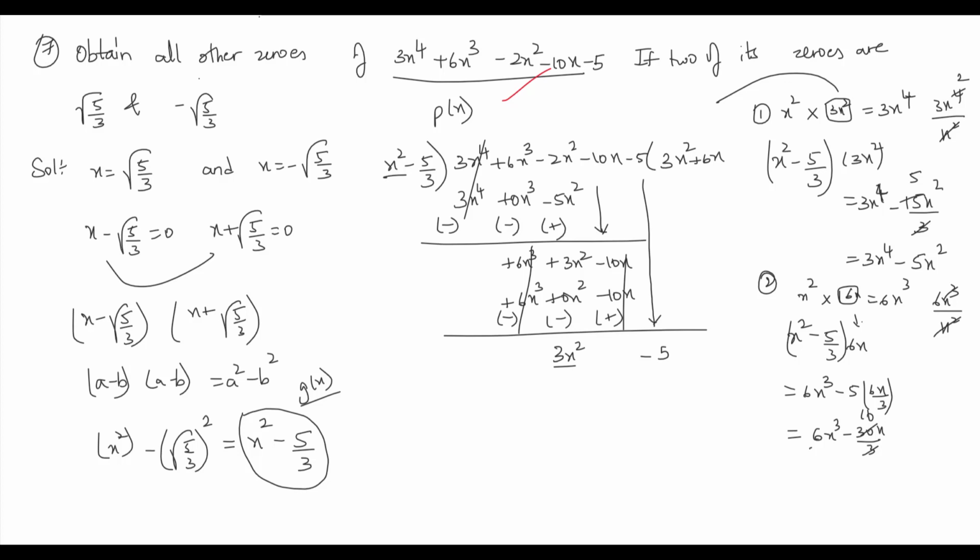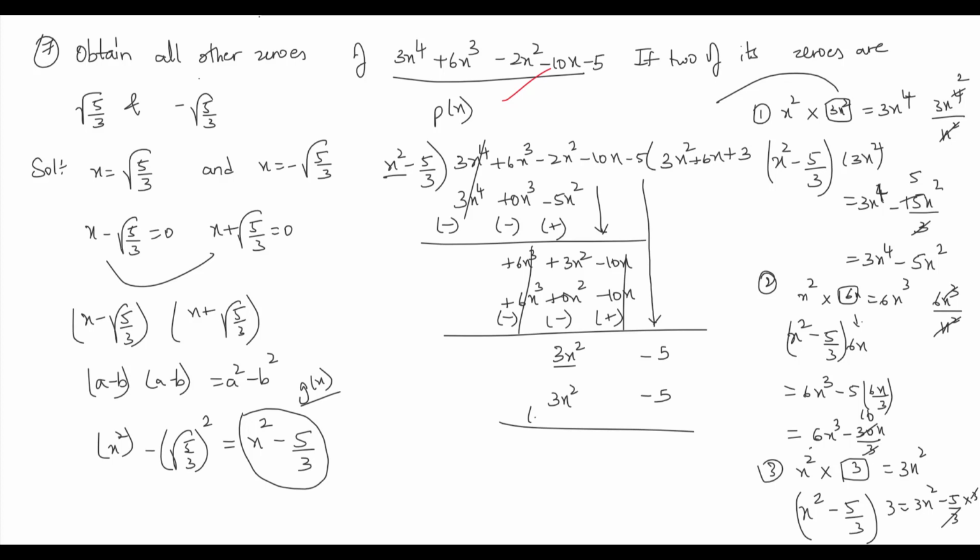Repeat the step, that is compare x square with 3x square. What should be multiplied to x square so that you will get 3x square? That is 3. Place that 3 in the quotient part. Hence you will get 3x square. x square when multiplied by 3 gives us 3x square, and minus 5 by 3 into 3 will give us minus 5. The sign changes to minus, this changes to plus, hence these two get cancelled, we are left with 0.